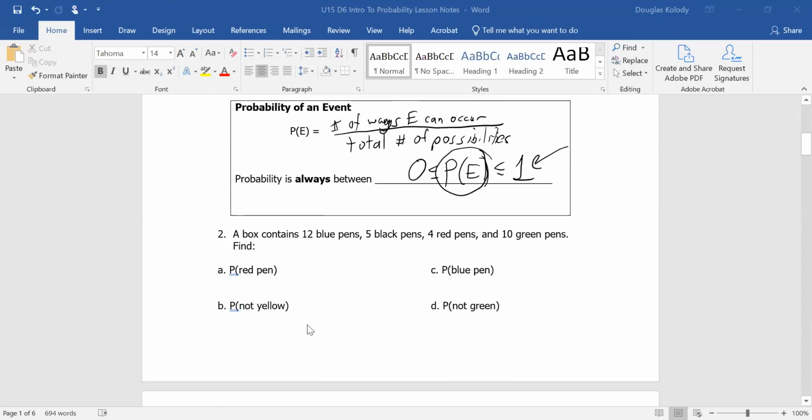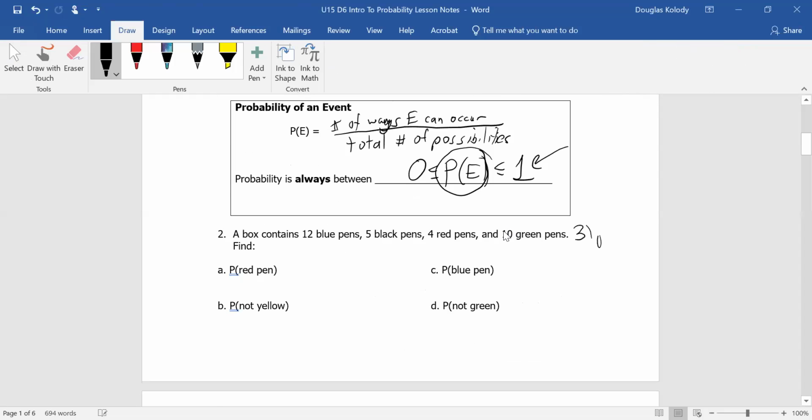Okay, let's do a couple problems here. A box contains 12 blue, 5 black, 4 red, and 10 green pens. The first thing you need to do is add up all of the pens, and I do believe that adds up to 31 pens. That means my denominator will be 31 for all these. So what's the probability of being red? That's just 4 out of 31. What's the chances that it's blue? That's 12 out of 31.